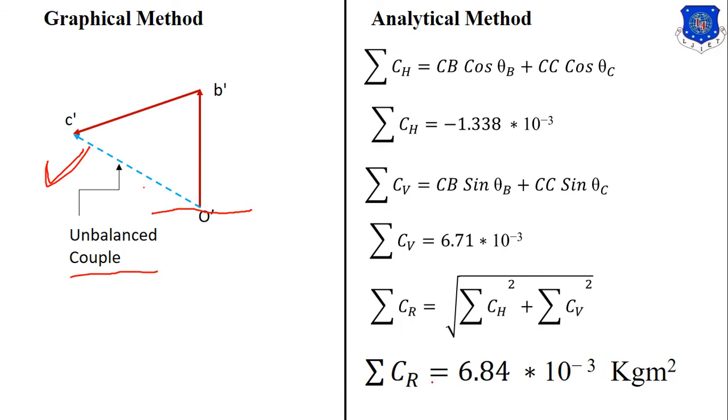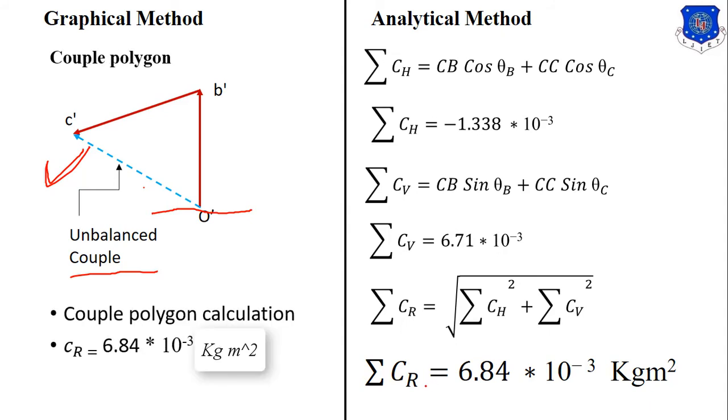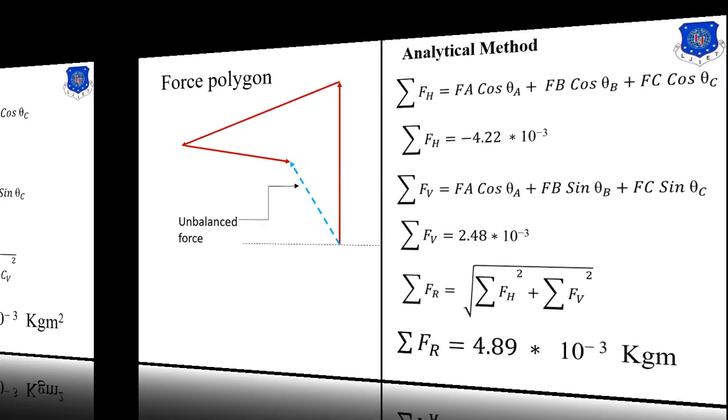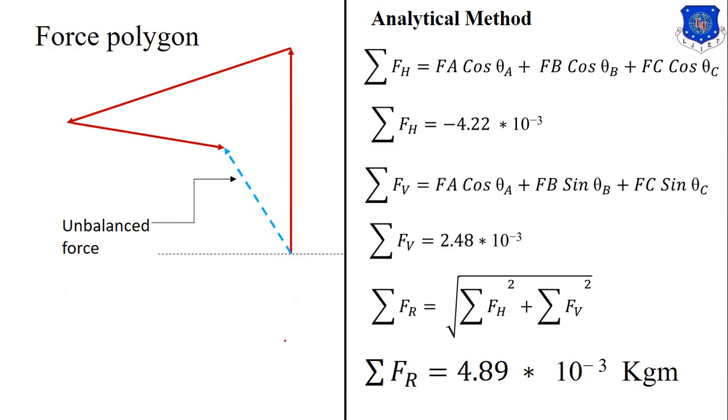So this is the unbalanced couple value, and by that we are getting the tremendous sound as well as the vibration on the system. Now let us have the value of the force polygon. So here this is the force polygon.